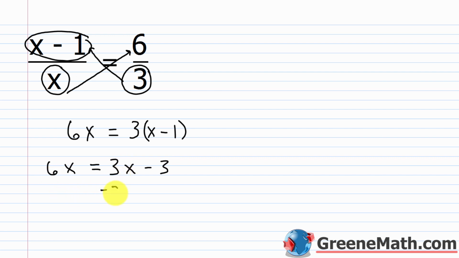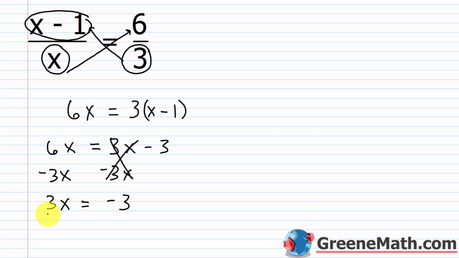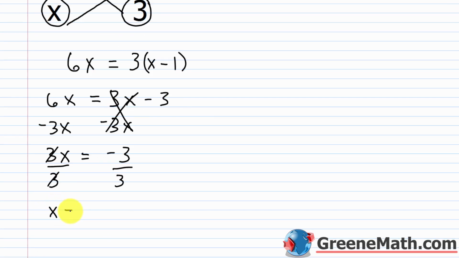So I'm going to subtract 3x away from both sides of the equation. This is gone. I'm going to have 6x minus 3x. That's 3x. And on the right, I'm going to have negative 3. Very easy to finish this up. I'm going to divide both sides of the equation by 3, the coefficient of x. And I'm going to end up with x is equal to negative 3 over 3, which is negative 1.